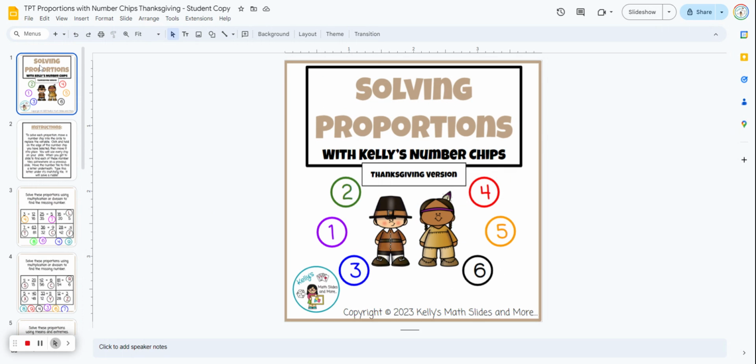So that is the lesson on solving proportions with number chips, the Thanksgiving version.